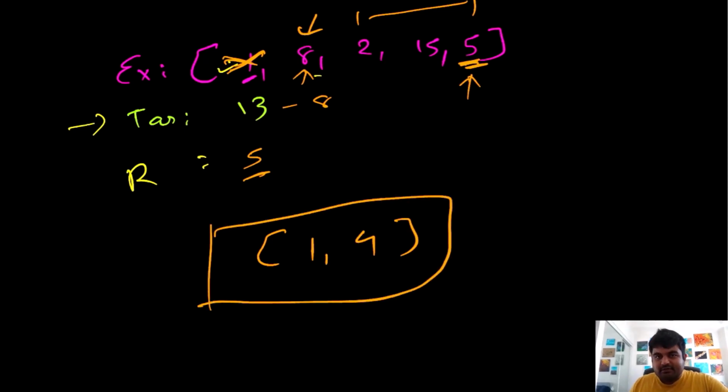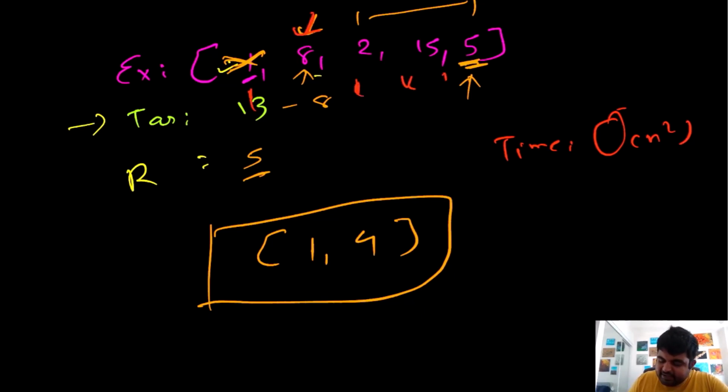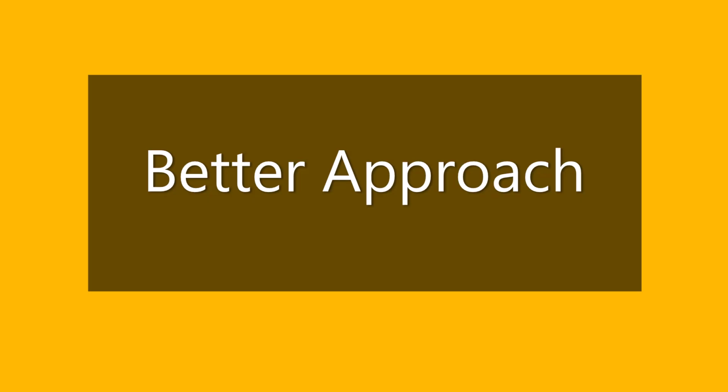So this solution would work perfectly fine, but the issue with this solution is that the time complexity is going to be big O of n square. Why n square? Because for every single element we will have to check all the other elements to see whether a certain remaining value exists or not, and we repeat the same process for all the elements. That's why this is big O of n square time complexity. The question is, can we do something better? And the answer is yes. Let me quickly show you how.